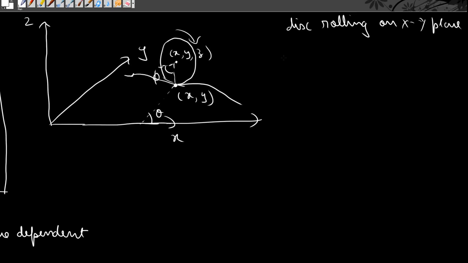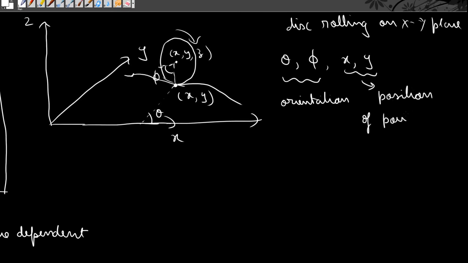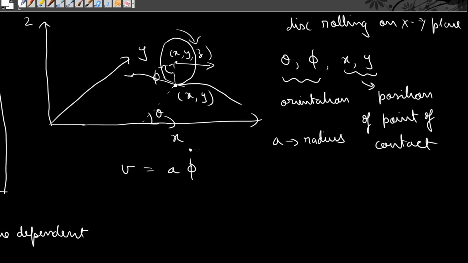Okay. So we have theta, phi and x, y, where theta and phi denote the orientation and x, y denote the position of the point of contact. Then we can easily see that the velocity of the center of the disk is going to be equal to the radius of the disk. So if a is the radius of the disk, it's going to be a times phi dot, that is the angular velocity. So the linear velocity of the center of the disk is related to the angular velocity through its radius in this form.